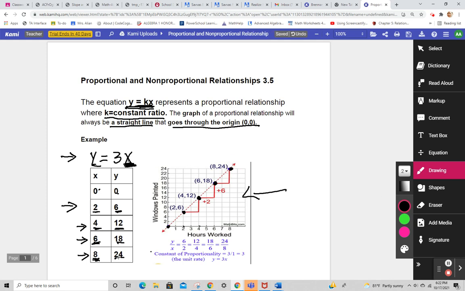And then when you connect these points, you get a straight line that goes through the origin. This relationship here is a proportional one because it's a straight line that goes through the origin (0, 0). So this is a proportional relationship because it's a straight line and it goes through (0, 0). All right, let's look at some more examples.